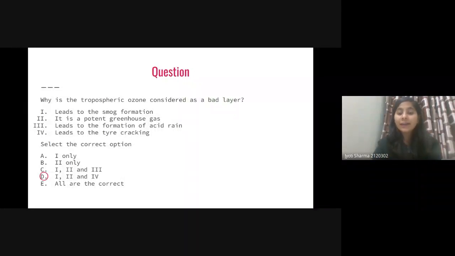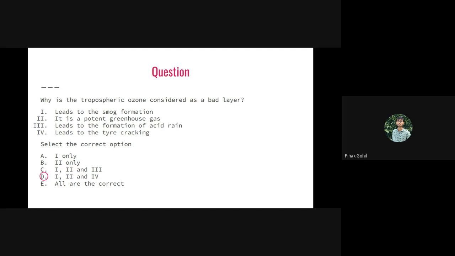Then it leads to tire cracking. Yes, because of the double bond in the ozone, and because there is a double bond in the tire formation. If you see the formula of the tire, how the tire is formed, there is a double bonded structure, and that bond can be easily broken down by the ozone. That's why most of the time, in the summer time, tires can crack, and this is nothing but because of the ozone concentration.